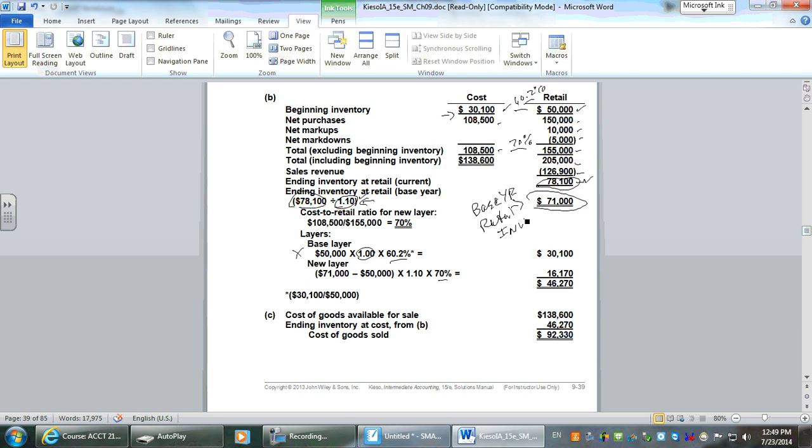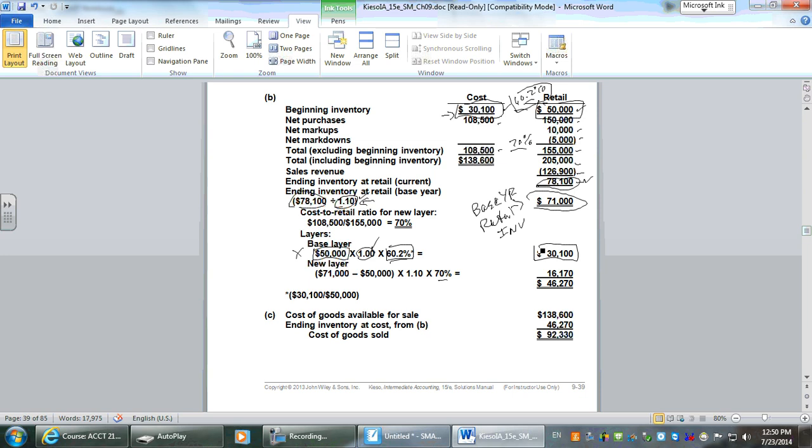Okay. What are you going to want to do with that? Add it to the original value. Well, you want to pick up your new layer and your old layer. So I've got an old layer of 50,000 retail, which has a 60.2% cost, and that is 30,100. So what's my first layer, of course? 50,000. And of course it's base year, so that's why they use the 1, times the cost factor gives me 30.1. Everybody good? So that's just my beginning inventory. What if I deplete this one? What would I do?